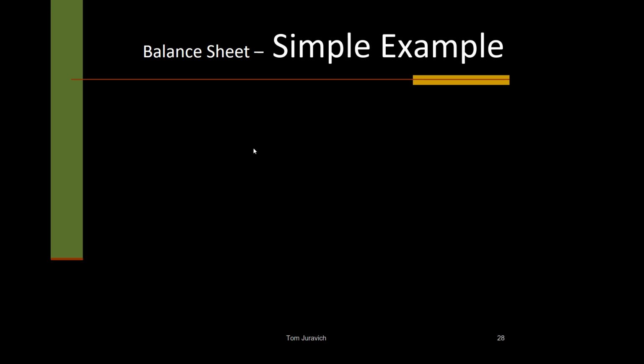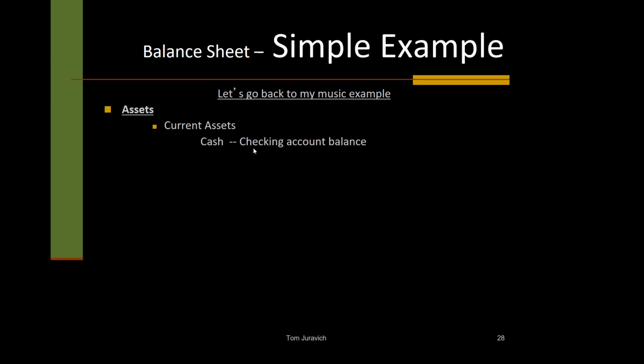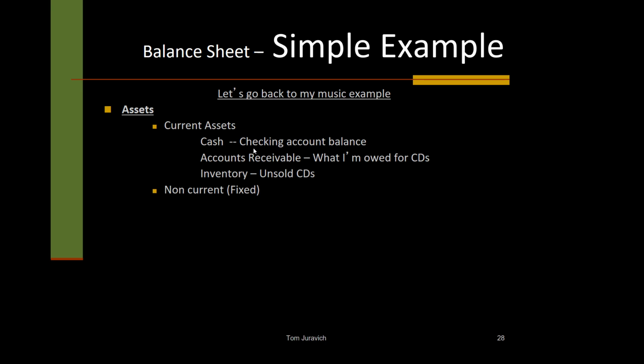So let's look at a simple example. We'll go back to my music example. Let's look at what my balance sheet would look like for my music company. In terms of assets, well, there's the current assets, and that would include the cash that's in my music checking account. It would include accounts receivable, what I'm owed for CDs that I've given to people, and the inventory of unsold CDs. Again, remembering they're not valued at retail level. And there's also non-current assets. There are the buildings, my Barnes studio, as well as the equipment and my recording gear.